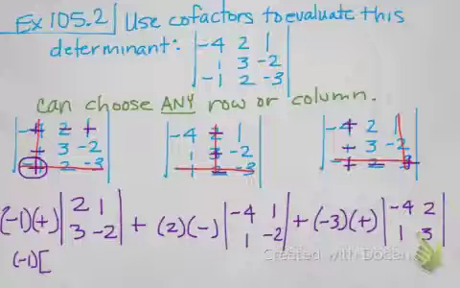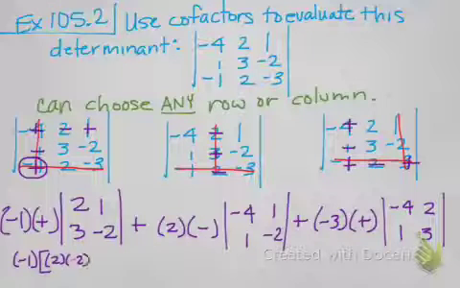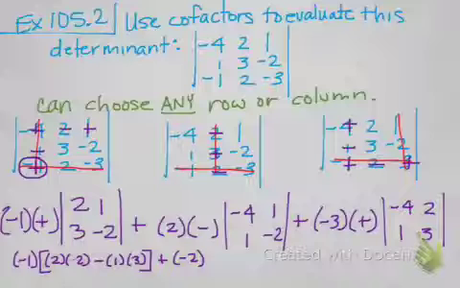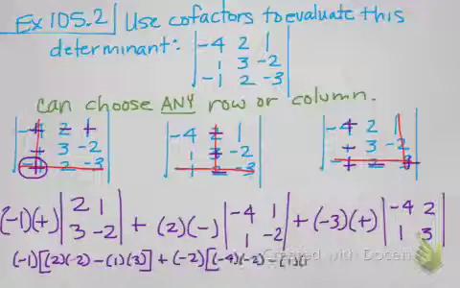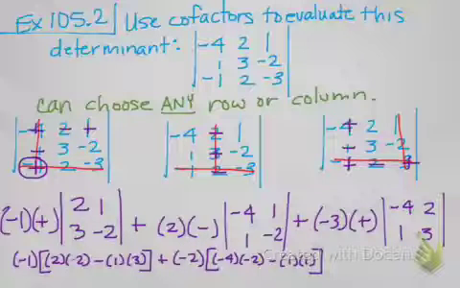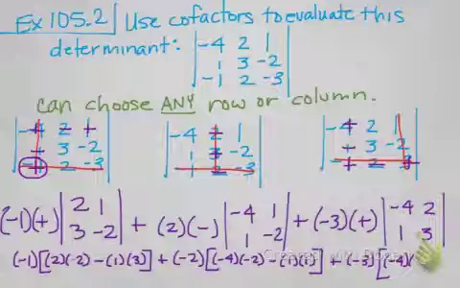So we have negative 1, and then the determinant, 2 times negative 2 minus 3 times 1. And then since the 2 is times a negative number, it's negative 2 times the determinant, which is negative 4 times negative 2 minus 1 times 1. And then negative 3 times negative 4 times 3 minus 2 times 1. From here we just solve.